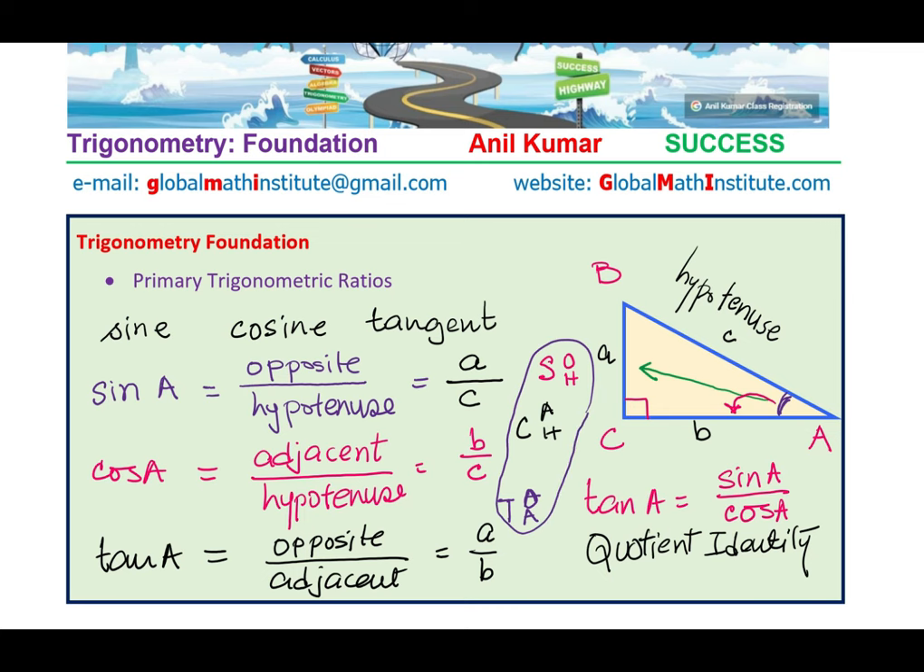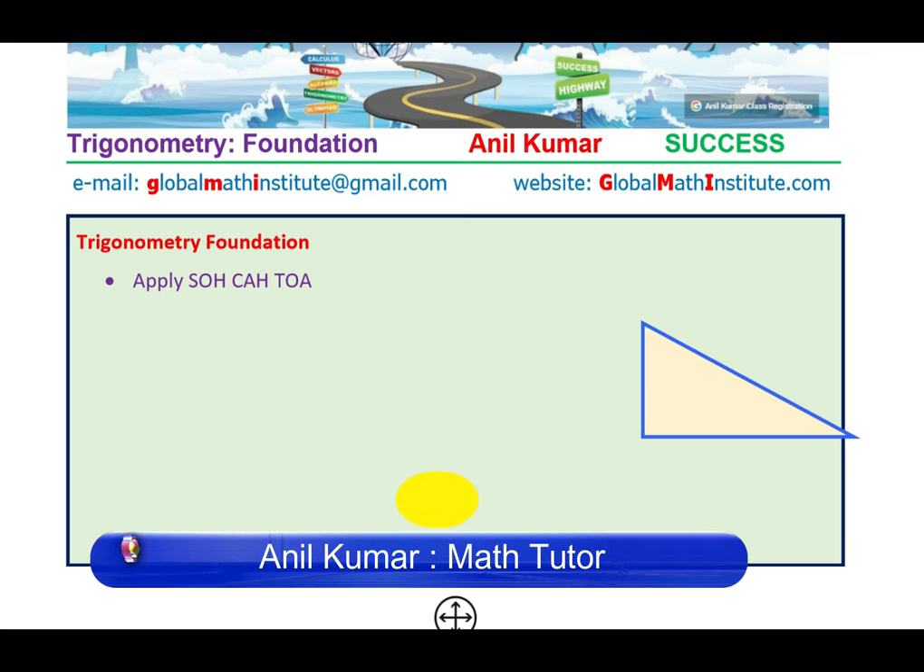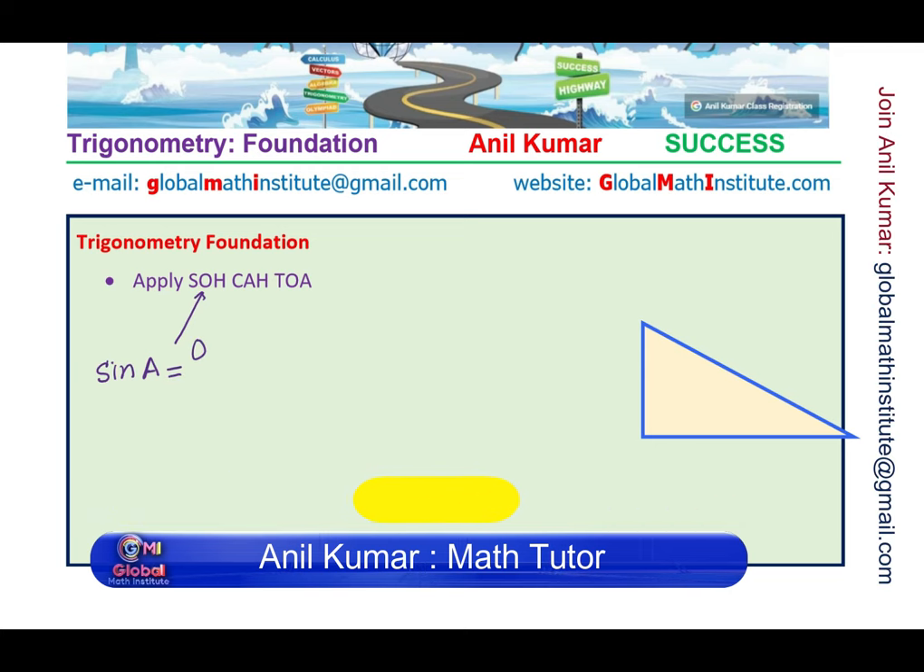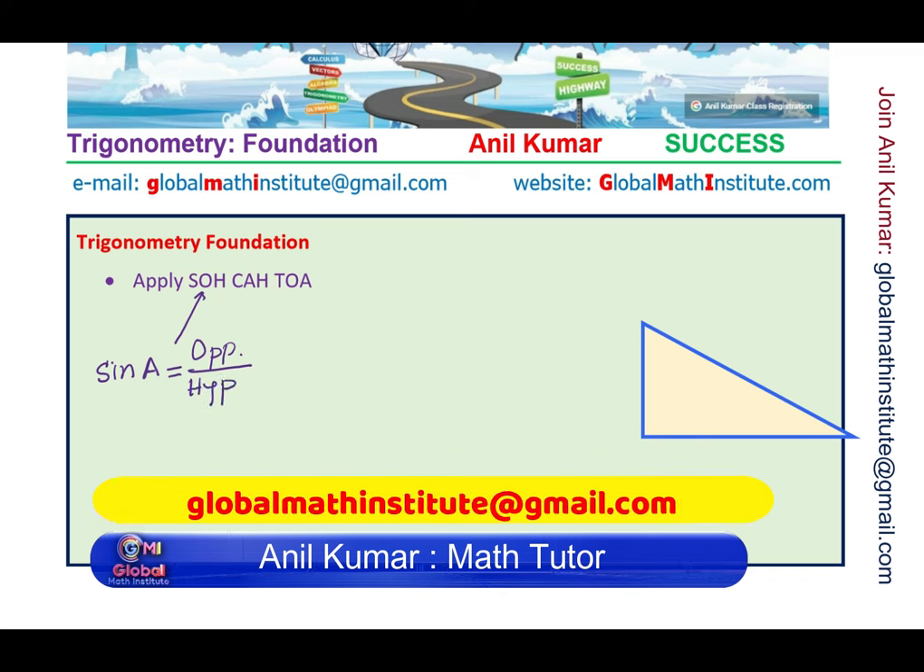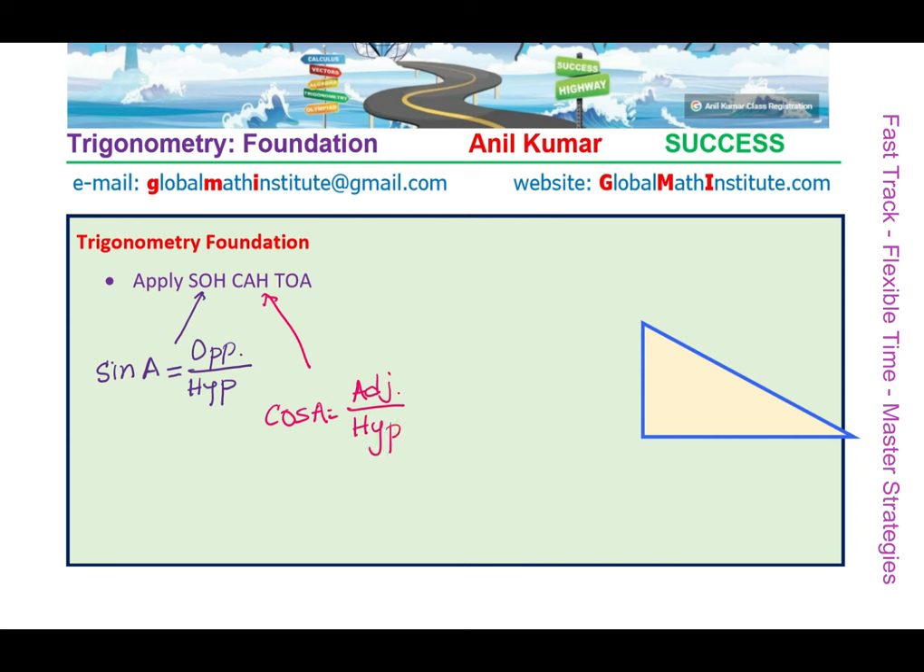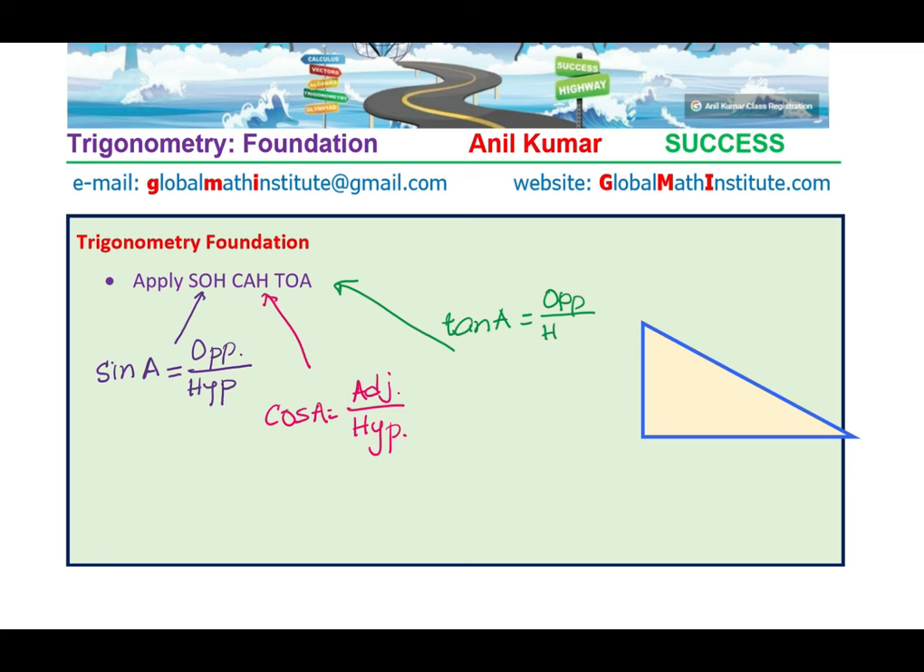So here we have written you an acronym where this SOH means sine of any angle, let's say sine of angle A, will be opposite, O for opposite, right? Over H for hypotenuse. Is that clear to you? This CAH is cos of A is adjacent over hypotenuse. And then we have this tangent ratio. We write tan of A, all lowercase, opposite over adjacent.